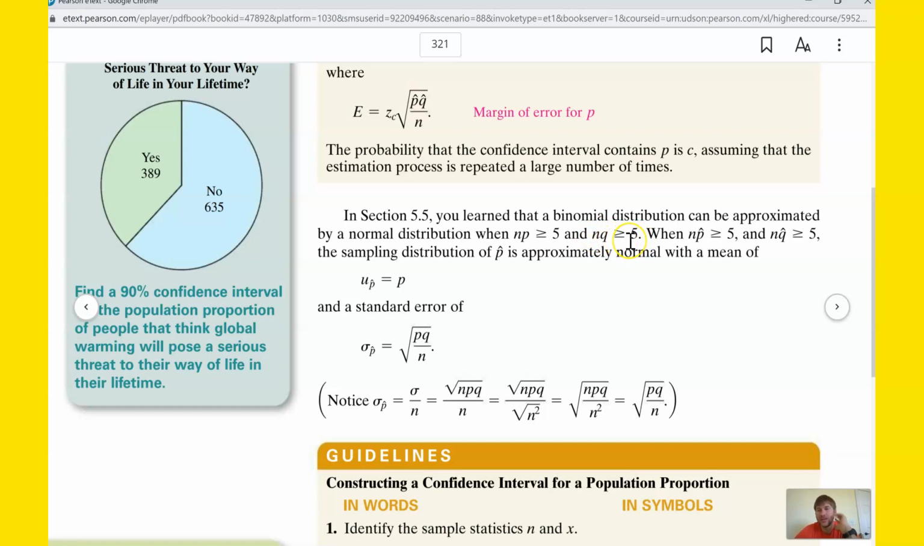When those two things are the case, then I'm going to use these techniques that we're describing here. In other words, you can treat the binomial distribution like a normal distribution when those conditions are met. The mean of that is going to be p.